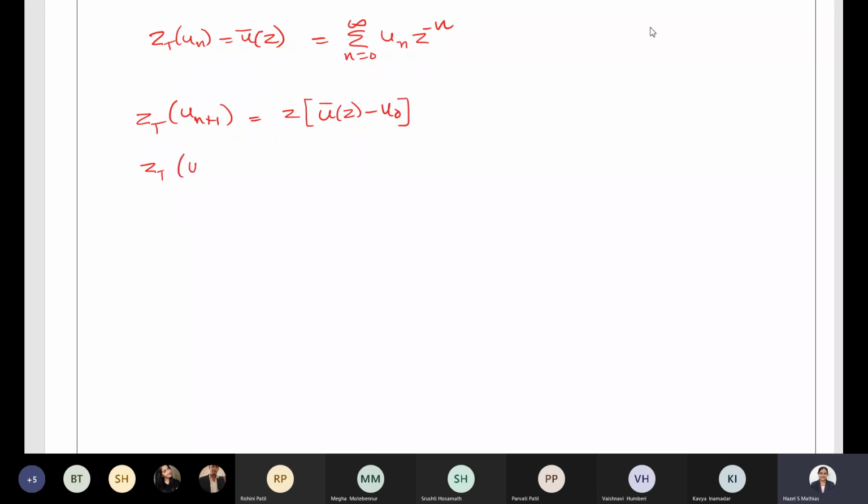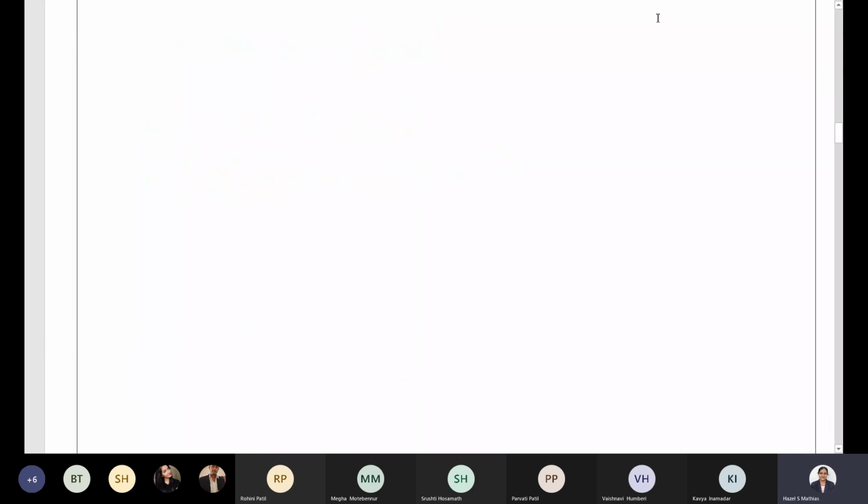Next we have the Z transform of un plus 2. This is z square into u bar of z minus u naught minus u1 by z, or you can write it as u1 into z power minus 1. We used these while finding u naught, u1, u2, etc. I hope you remember that. These same formulas we need to use while solving the questions. So let's begin with the first question.